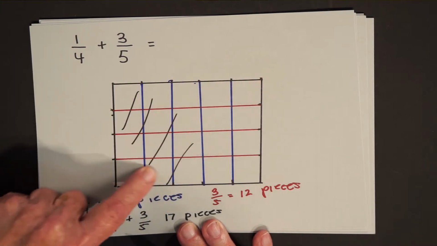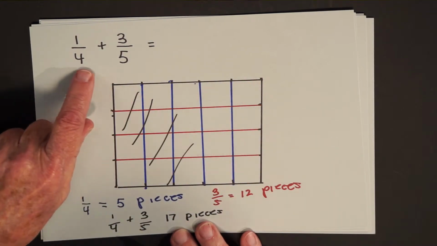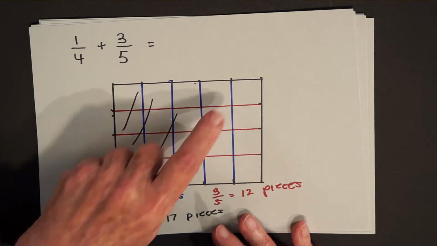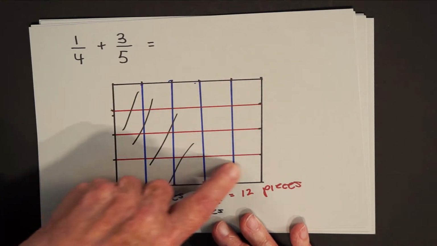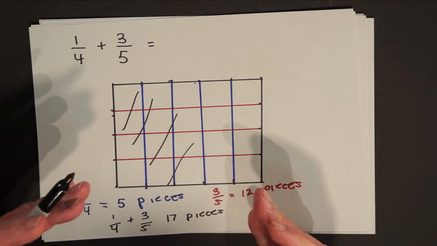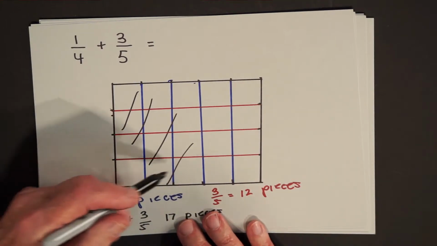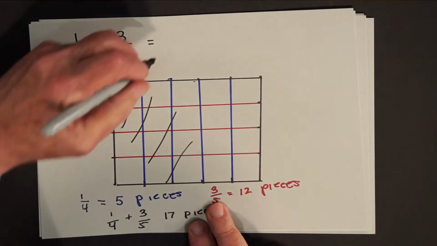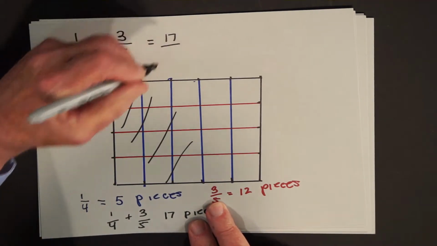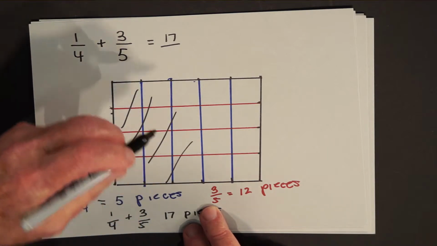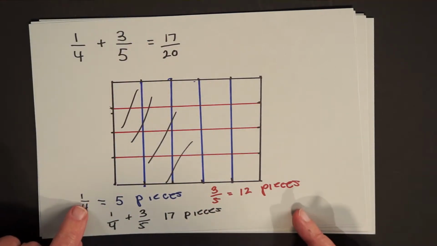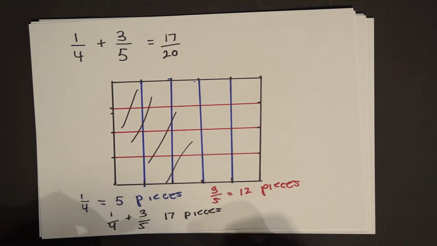It's the entire rectangle. Remember, we can only write that 2 numbers are equal if they modify the same noun. So without specifying what the rectangle represents, I'm still going to say whatever it represents is the same. All 3 of these represent the same noun. So it's 17 pieces out of a total of how many? See, what have I actually done? I've divided the rectangle into 20 pieces, and I have taken 17 of those pieces.